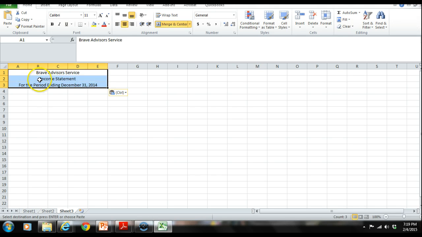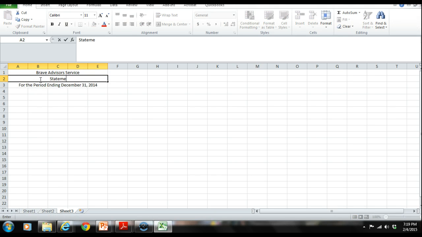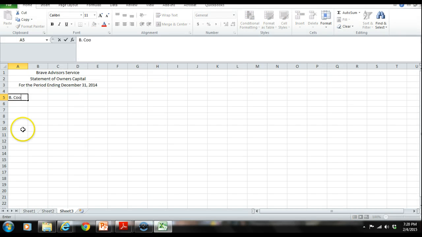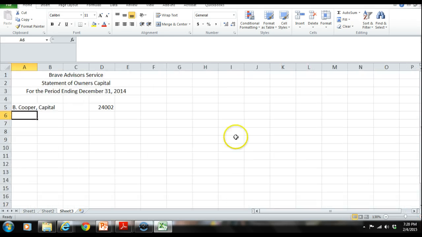Now, statement of owner's equity, we're going to start with what? The capital, B. Cooper Capital, 24,002. Okay? Then what are we going to do?